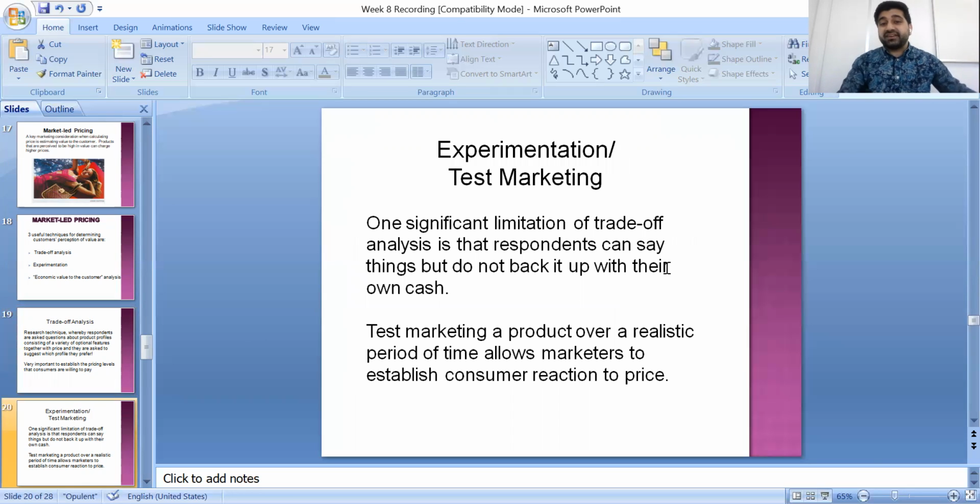Number two, experimentation or test marketing. One significant limitation of trade-off analysis is that a respondent can say things but not back it up with their own cash. Yes, once they have provided the questionnaires, they will not necessarily buy the product with their own cash. So experimentation is test marketing a product over a realistic period of time, which allows marketers to establish consumer reaction to the price.